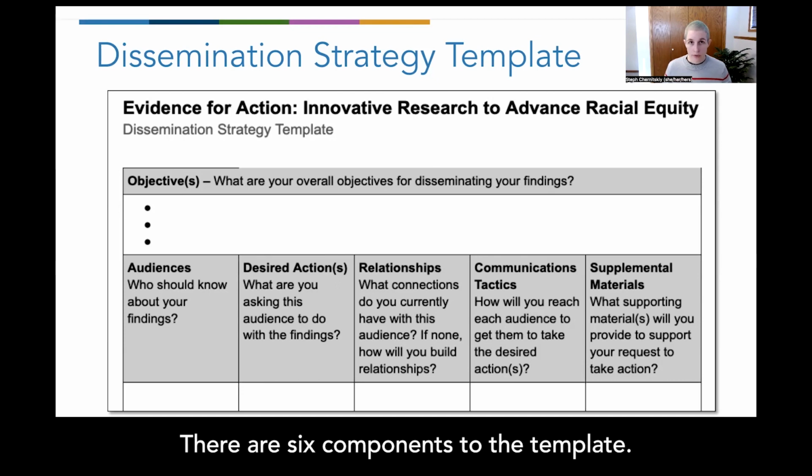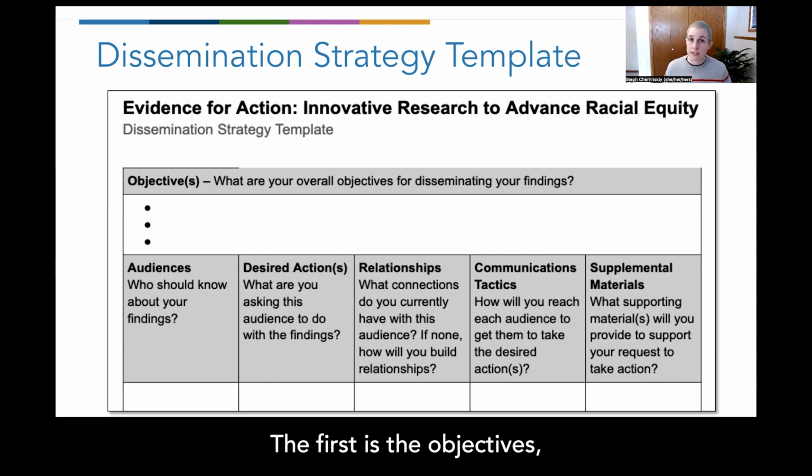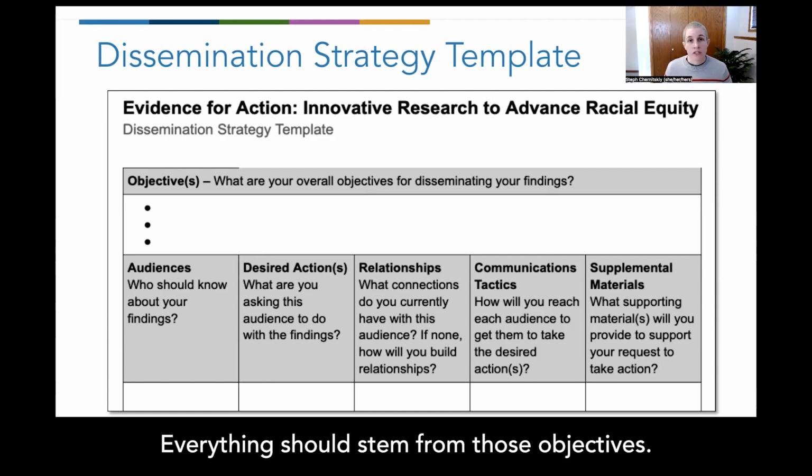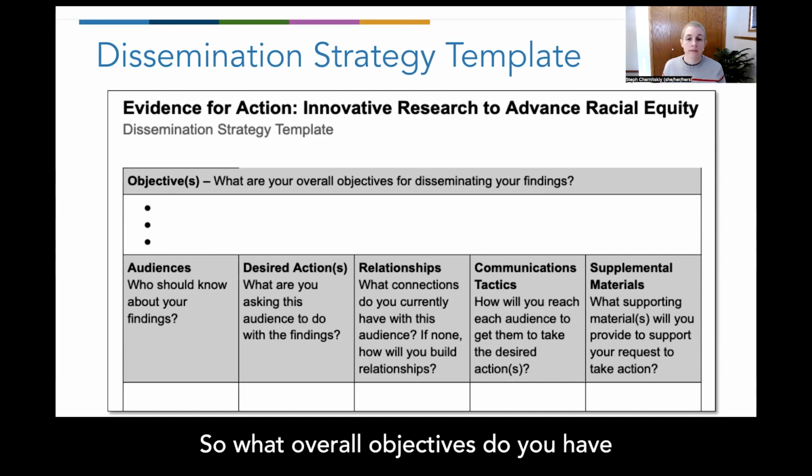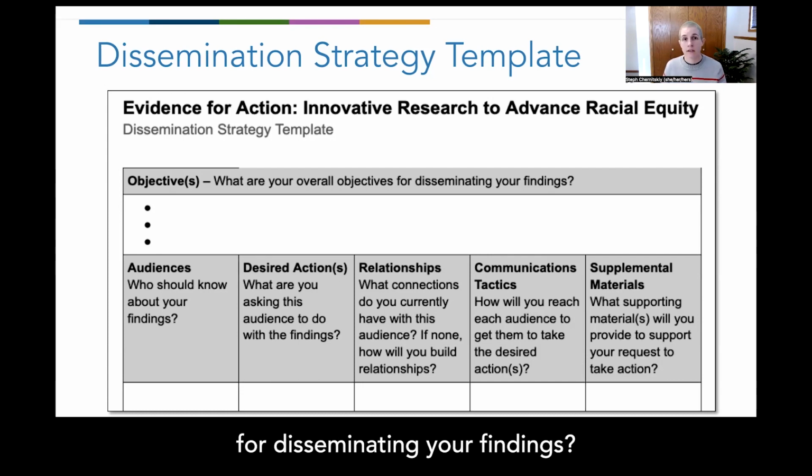There are 6 components to the template. The first is the objectives, and that's really where it all starts. Everything should stem from those objectives. So what overall objectives do you have for disseminating your findings? Why are you doing it? That will inform each next component.